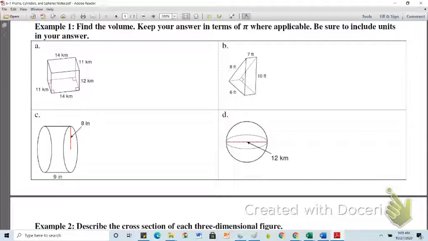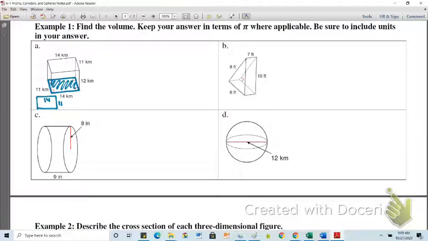So when you do these, the first thing I want you to do is trace over or highlight your base. So my base is here. The other thing you could do is draw a picture of your base. You don't have to draw the three-dimensional figure, but I could just sketch my rectangle and put my measurements on. This is an 11 by 14 rectangle.